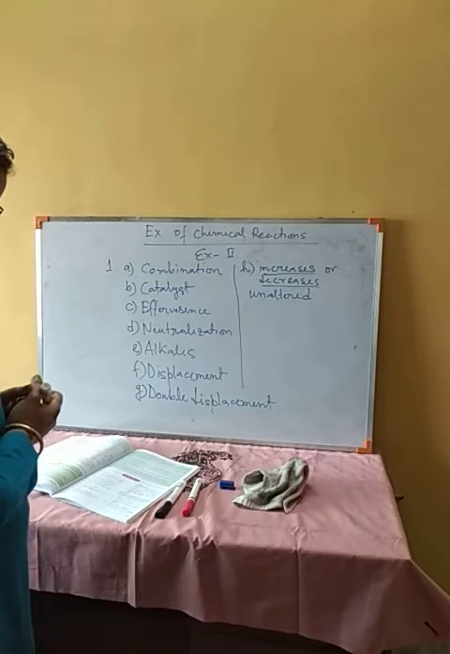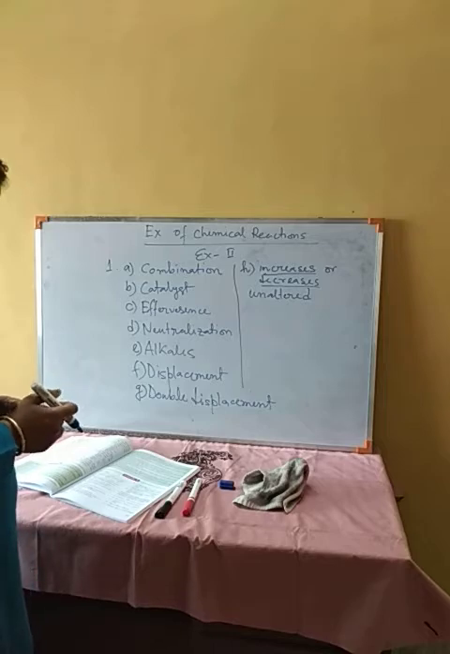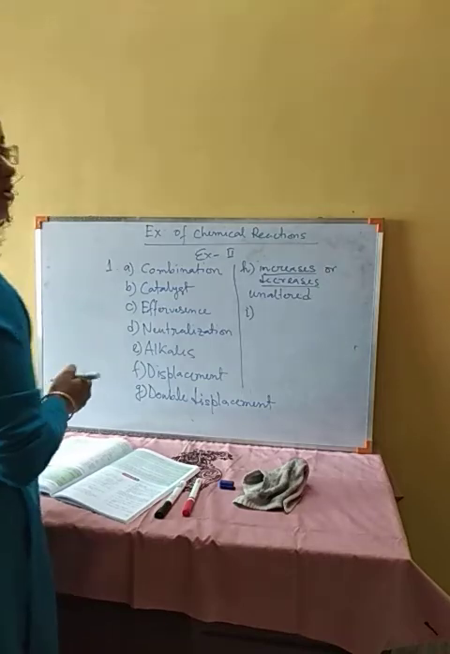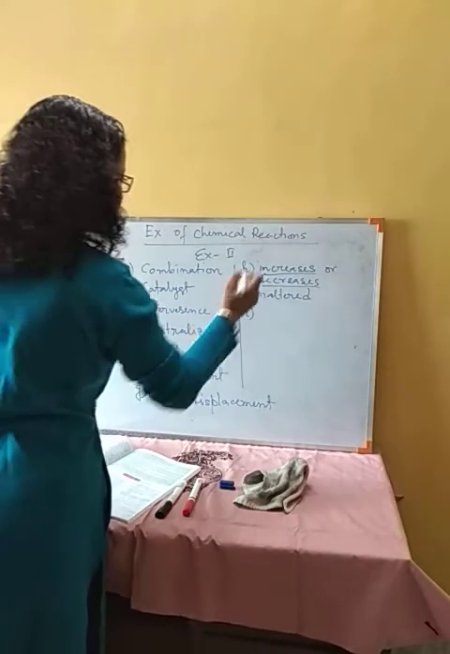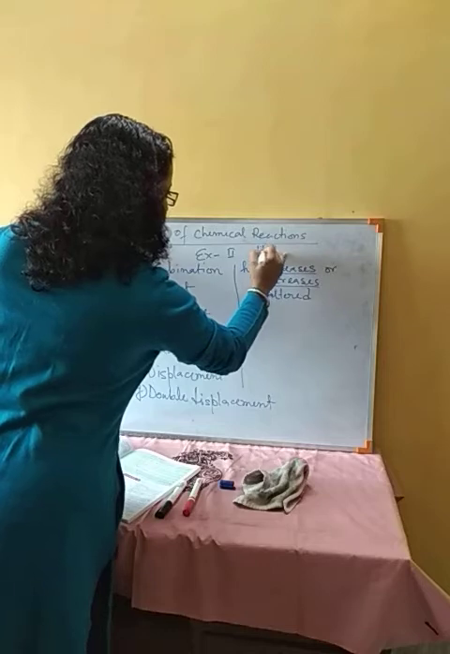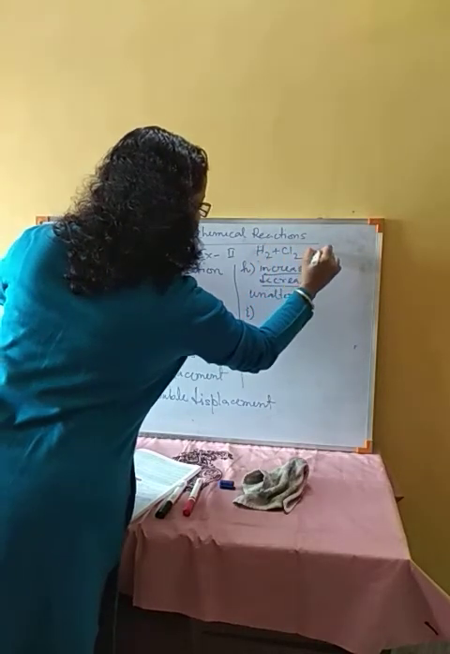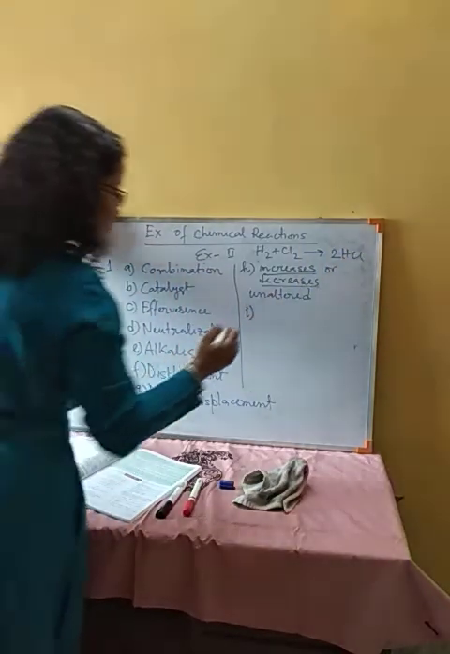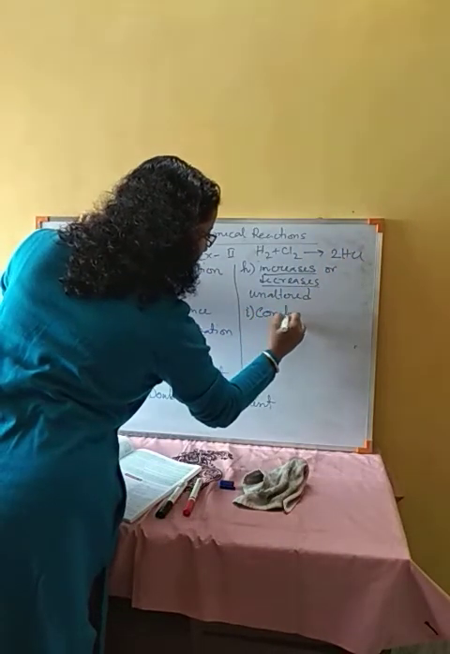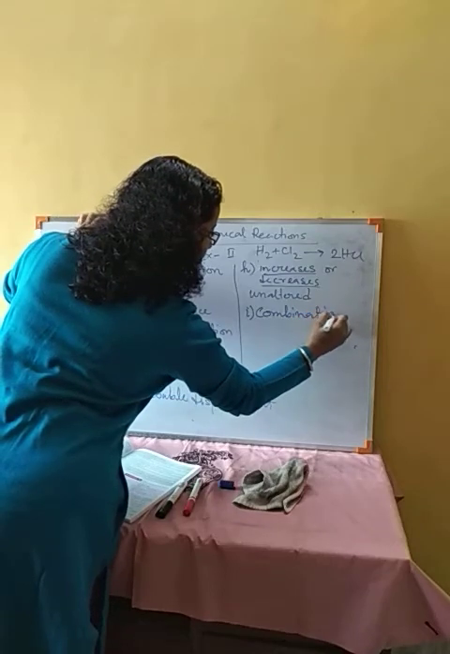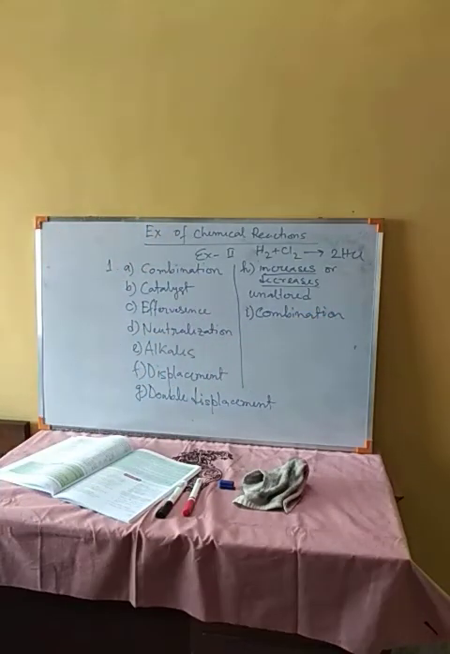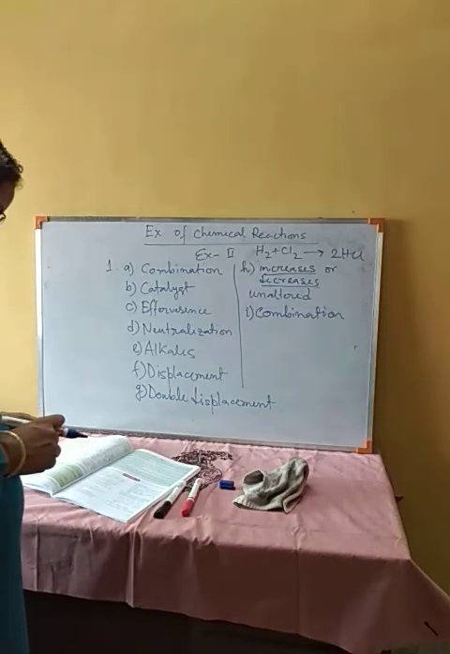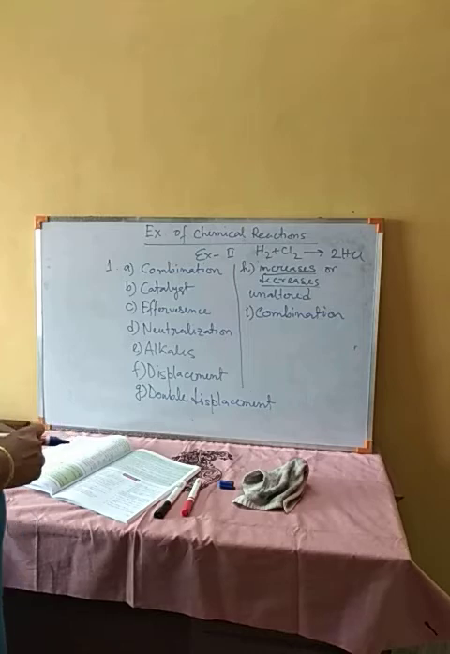Next, the chemical reaction between hydrogen and chlorine is a dash reaction. The reaction is H2 plus Cl2, in diffuse sunlight we are going to get 2HCl. So this is a combination reaction.